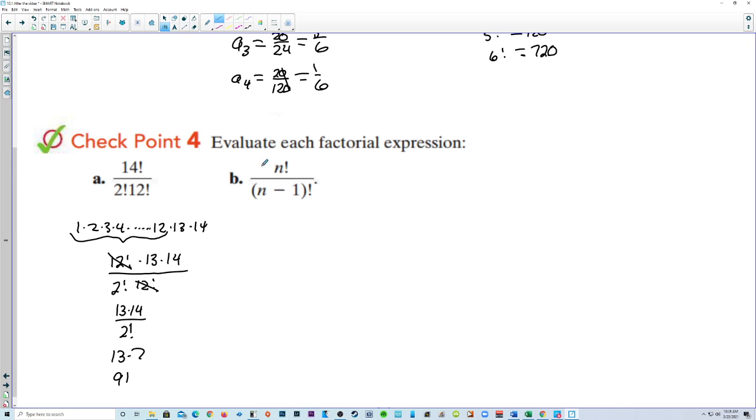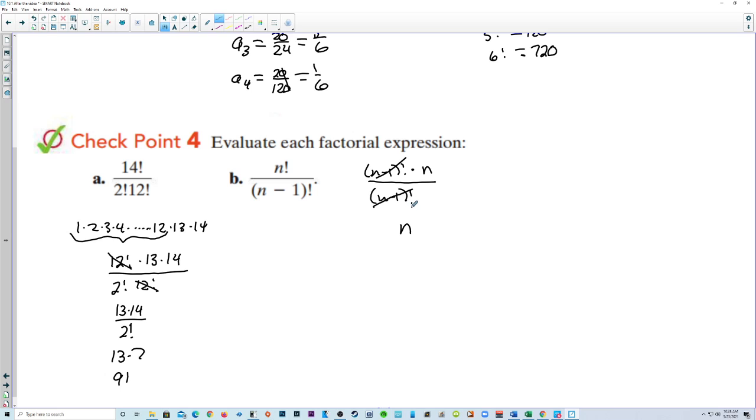I want the top one to be in terms of n minus 1 factorial, or the bottom in terms of n factorial. And what we can do is write the top as n minus 1 factorial times n. We did the same thing right here: if n is 14, we did n minus 2 factorial times n minus 1 times n factorial. So this is the number just previous to n, over n minus 1 factorial. Now these two cancel out and we're left with n.